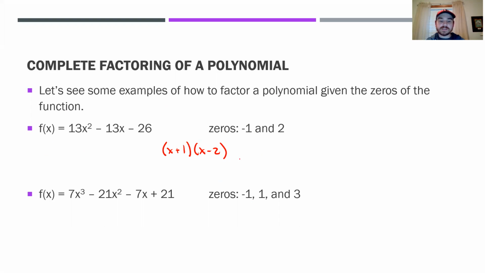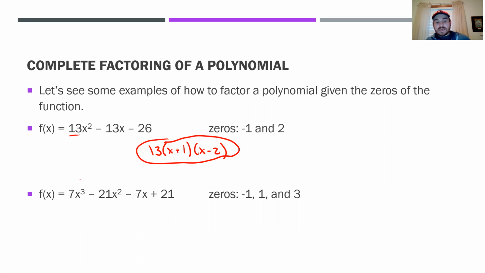However, if we multiply this out, we're not going to get these numbers, right? We get x squared minus x minus 2. So what we need to do is multiply it by some factor. Luckily, in this case, all we need to do is add the leading coefficient out here. So 13 times x plus 1 times x minus 2. And that's how we solve that one.